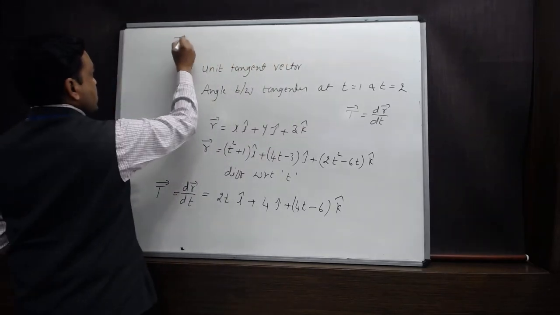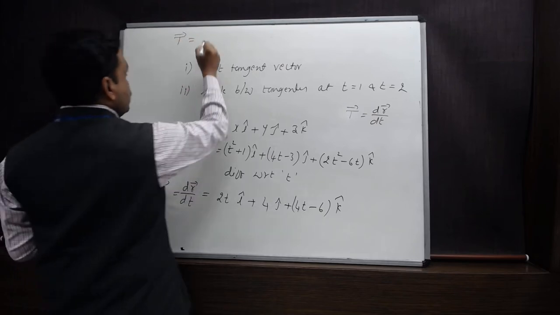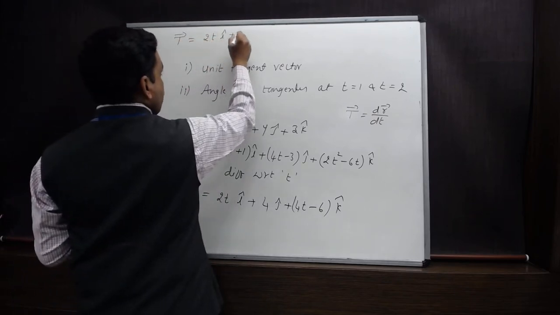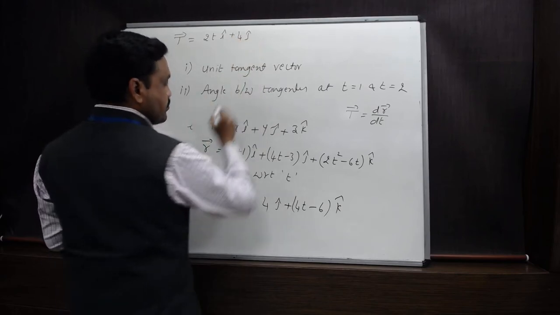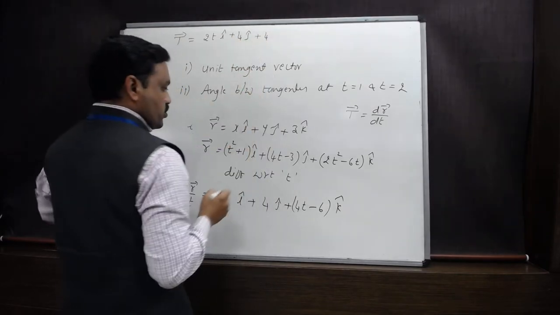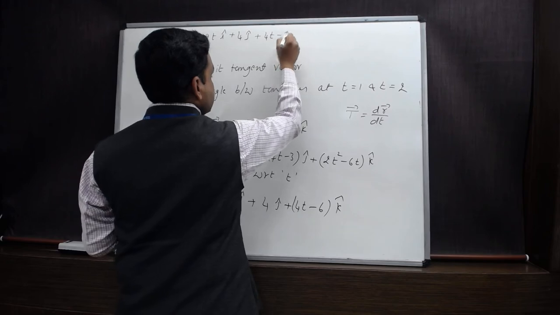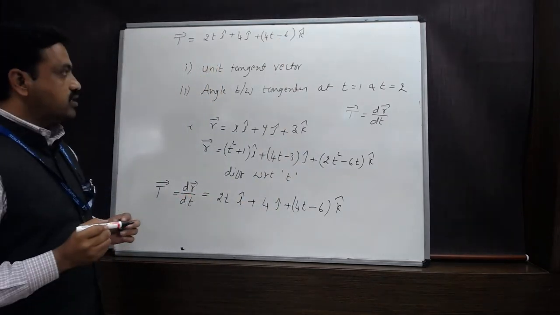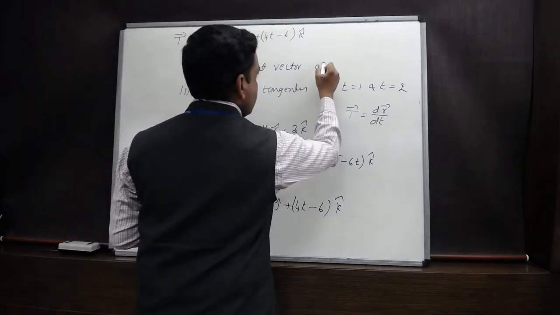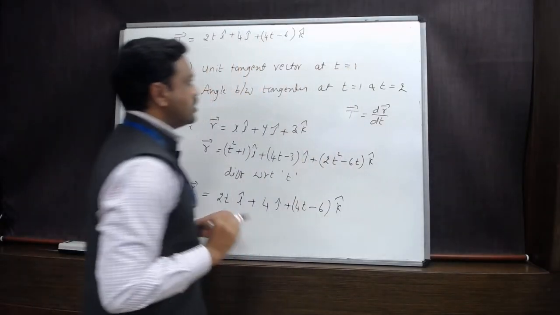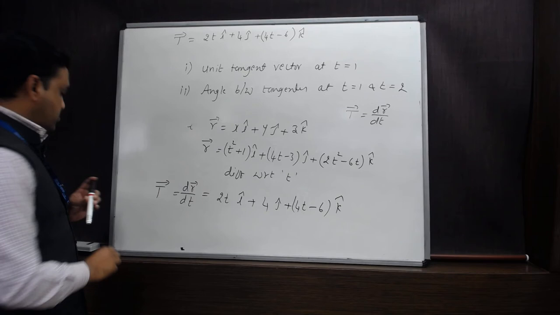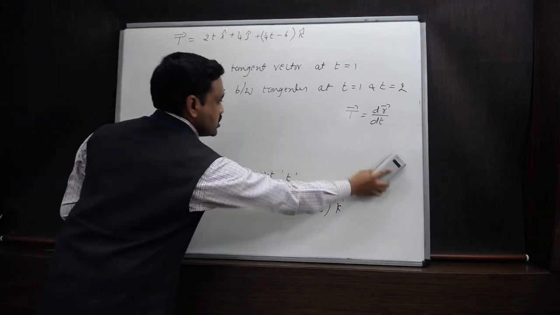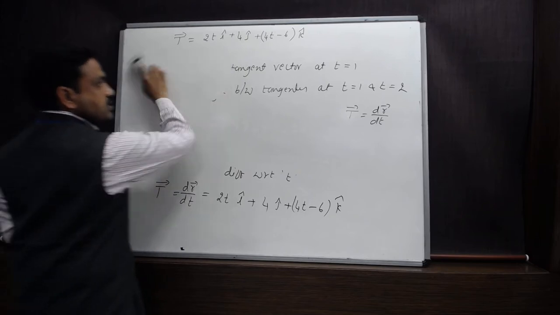T equals, we got the answer, T equals 2t i cap plus 4j cap plus 4t minus 6 k cap. The unit tangent vector at one point, we have to put t equal to 1, say. So just completing the problem, now we have to substitute for this.